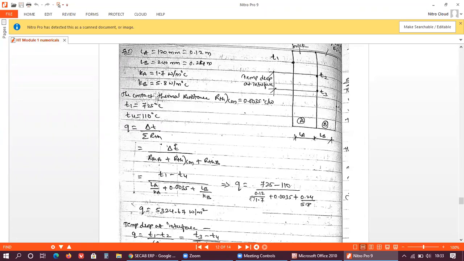Now you just substitute the values here, you will get T1 minus T4 divided by La by Ka plus thermal contact resistance plus Lb by Kb.